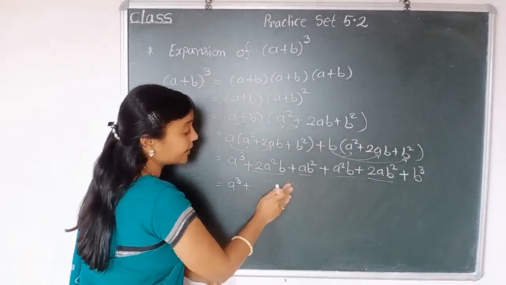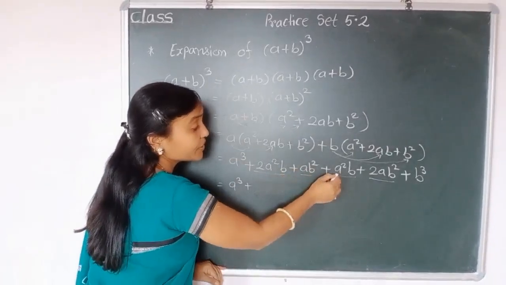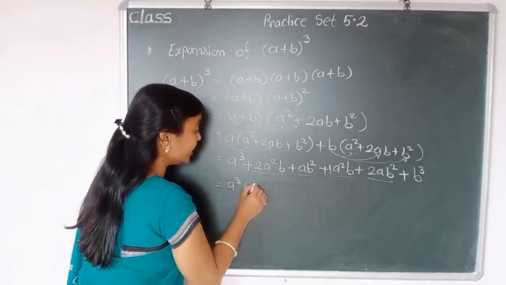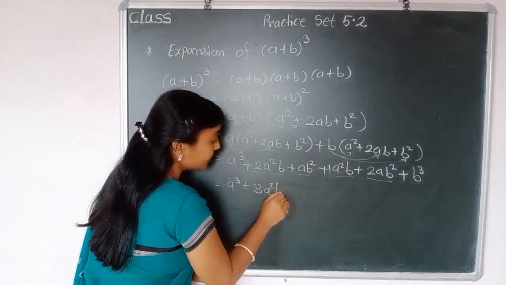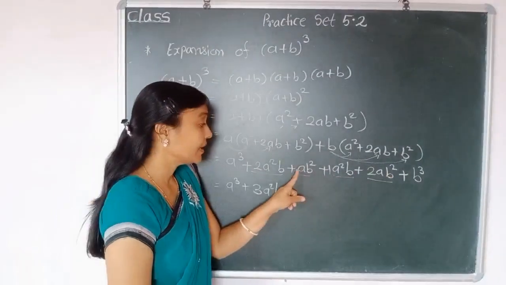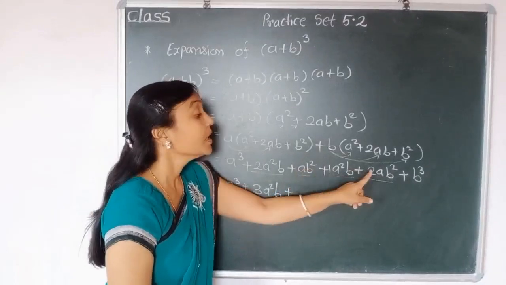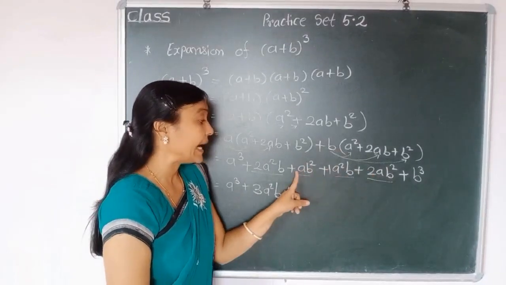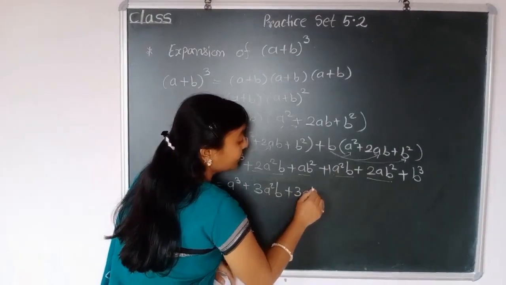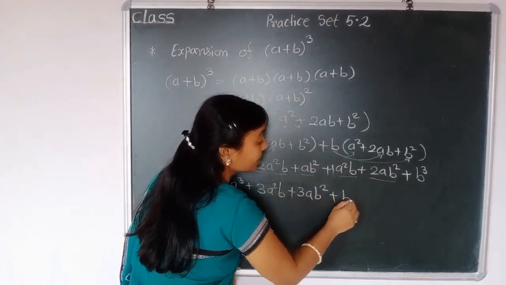So we directly write down. Here the coefficient is nothing but 1. A square b, 2 plus 1, 3. 3a square b, plus twice ab square and 1ab square means thrice ab square, plus b cube.